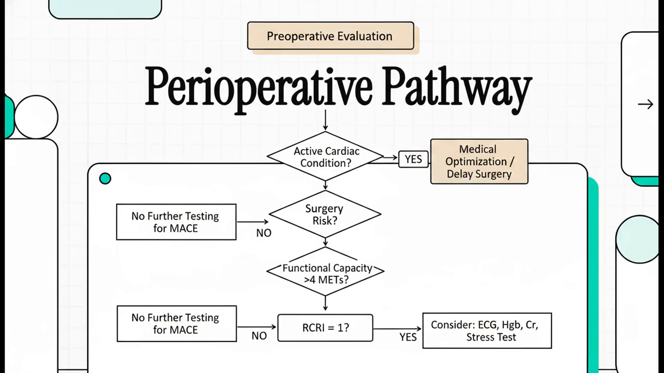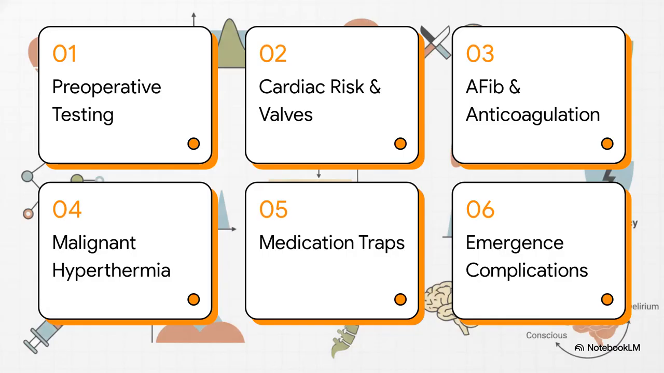Let's get right into the algorithmic approach to perioperative medicine and anesthesia complications for Step 2 CK. You need strict next best step logic here to navigate surgical risk assessment, selective testing, and intraoperative crises. Here's our agenda. 1. Preoperative testing. 2. Cardiac risk and valves. 3. AFib and anticoagulation. 4. Malignant hyperthermia. 5. Specific anesthetic traps. And 6. Emergence complications. Let's jump in.